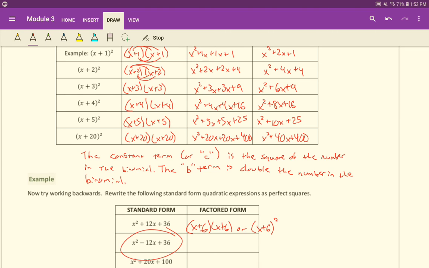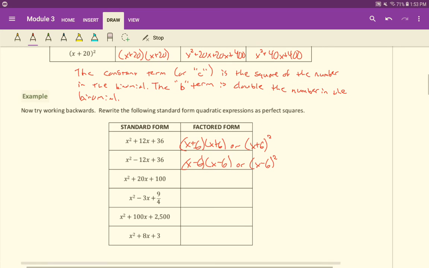Okay, what about this one? We still have the positive 36, but now we have a negative 12. How should we fix this? Well, instead of x plus 6, we can do x minus 6, or x minus 6 quantity squared.